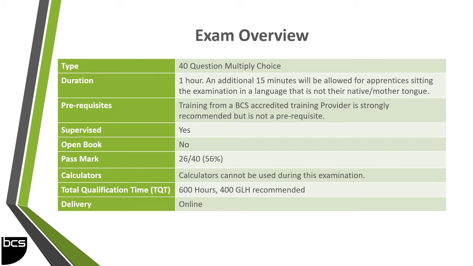Okay, so the pass rate isn't so high, so it's definitely achievable, but you still need to work at each section and make sure you're trying to hit as many of the criteria as possible, which I'm going to break down for you now. You're not allowed to calculate within the examination, and the total qualification time, or the TQT, is 600 hours and 400 learning hours recommended. Okay, and the delivery for this is online.